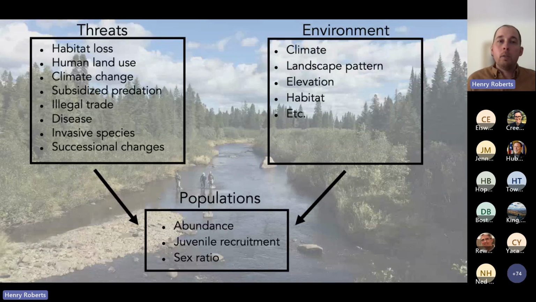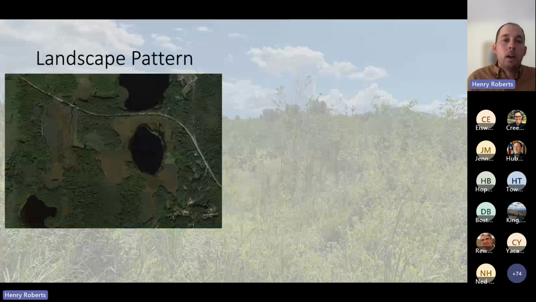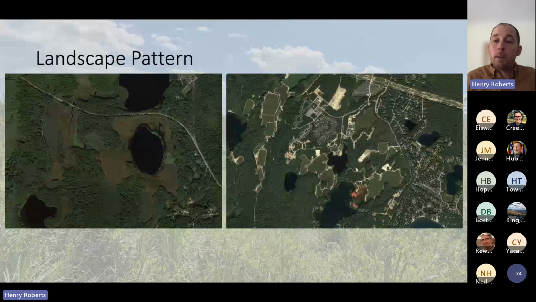So as we've gone over, there are a number of different factors that can affect turtle populations. We've gone over the threats. Environmental factors can also affect populations, and they can do so in a number of different ways. For this sub-project, we focus on 3 distinct components of populations: abundance, juvenile recruitment, and sex ratio. And I'm going to focus on abundance first here, and specifically as it relates to landscape pattern, and particularly how the degree of landscape complexity affects turtle populations.